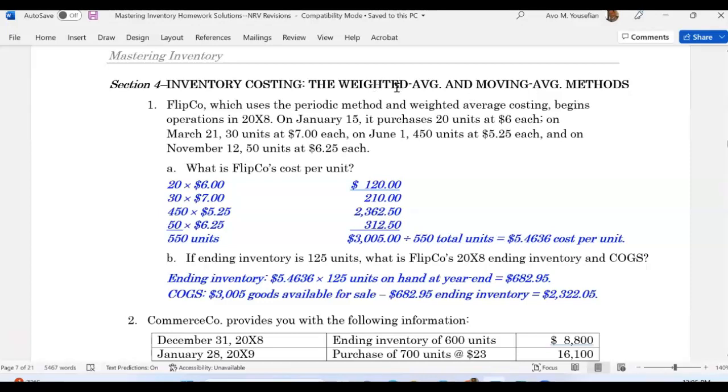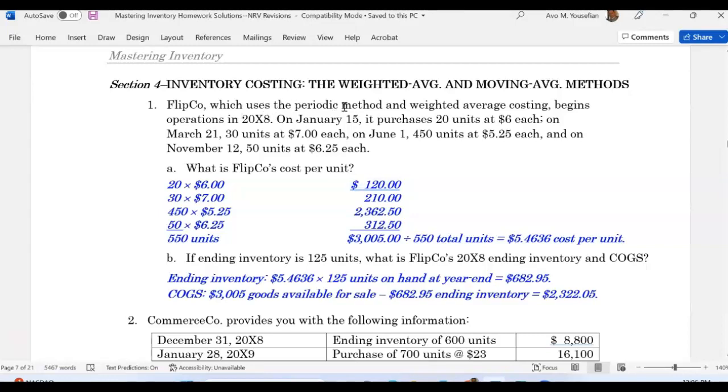But under weighted average, because we do this under periodic method, at the end of the period, we just divide total cost of merchandise we purchased by number of units that we have, and we get a simple, solid weighted average cost for each unit of merchandise. So hopefully that covers that part, so you can remember what weighted average and moving average method means. Weighted average relates to periodic method, and moving average relates to perpetual method.